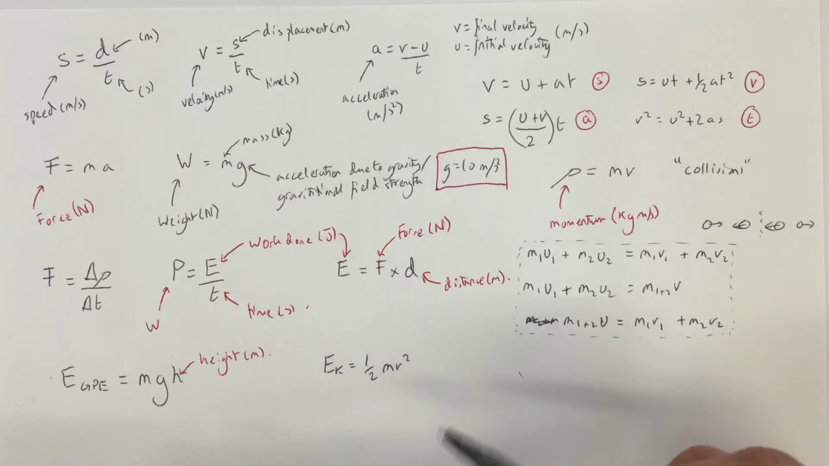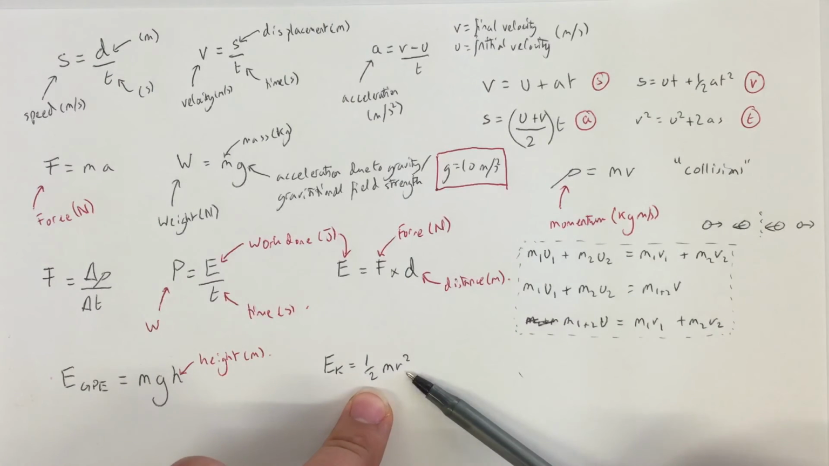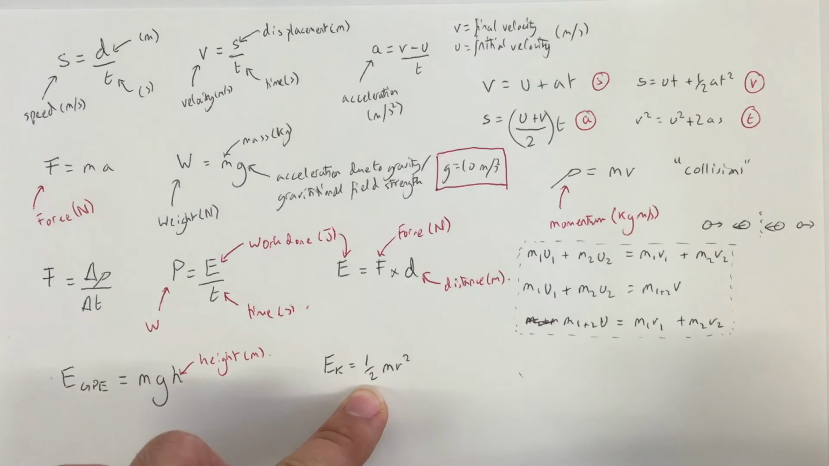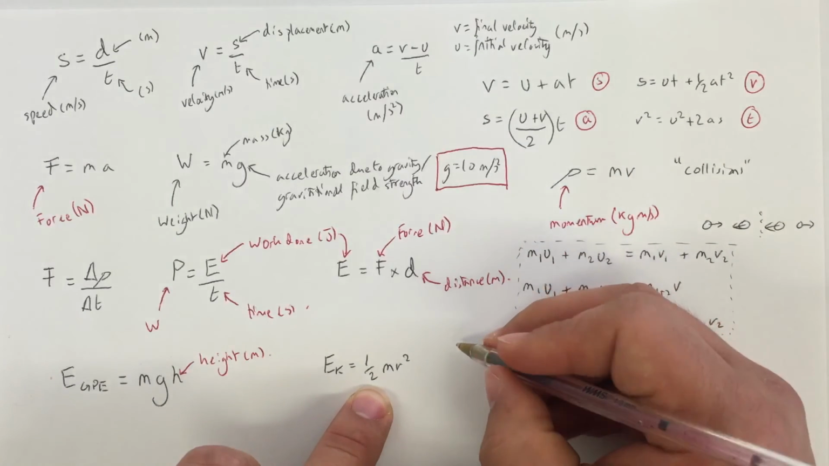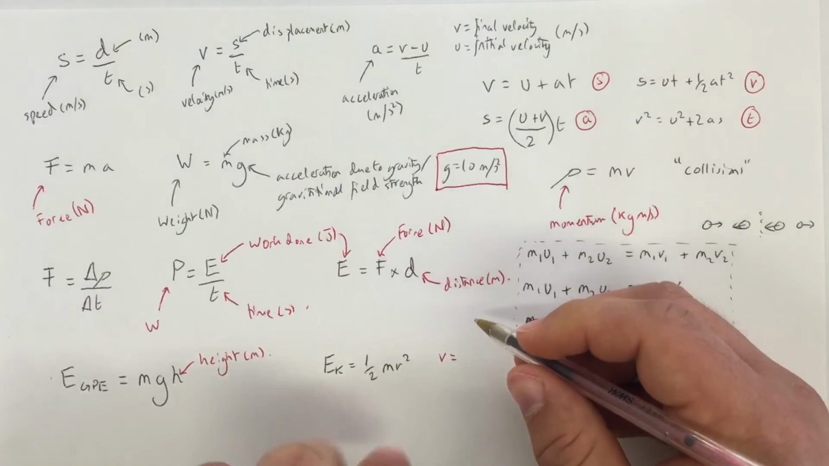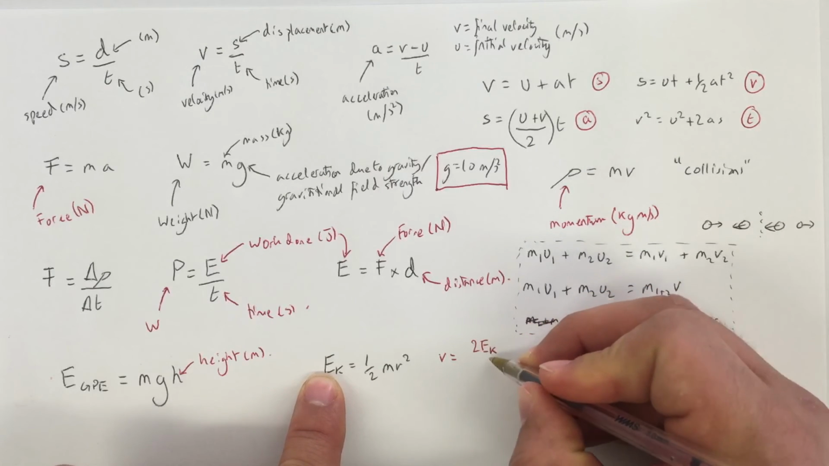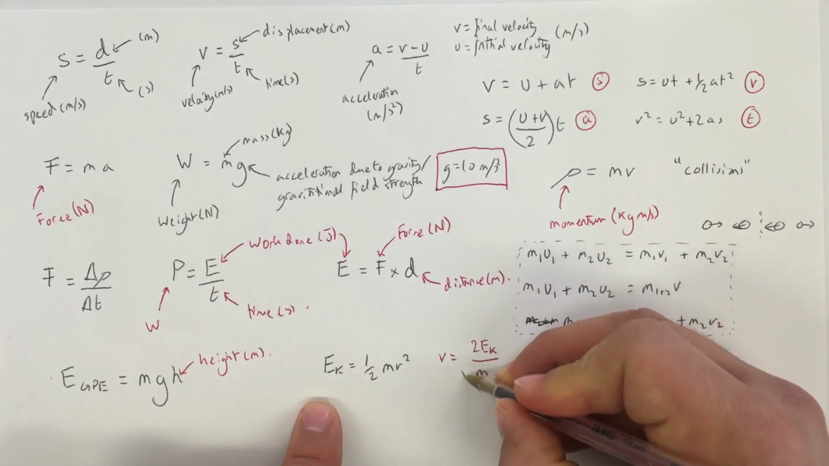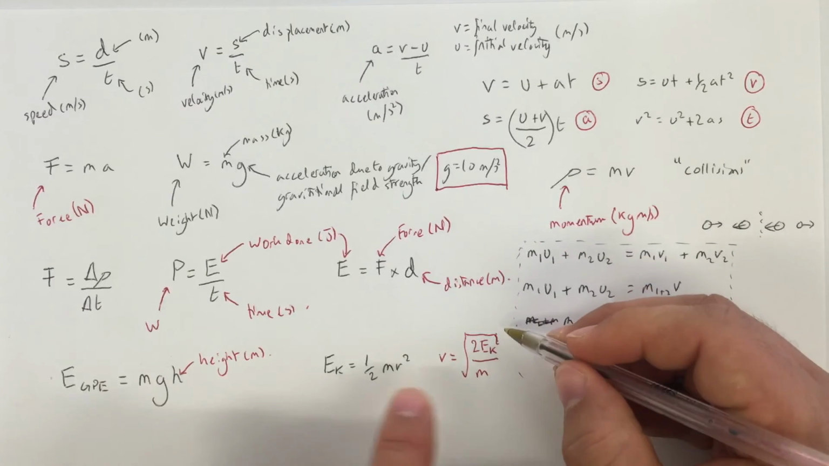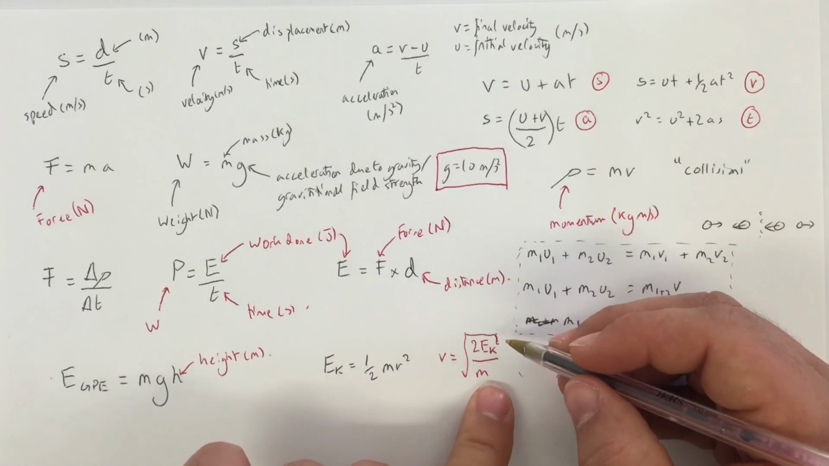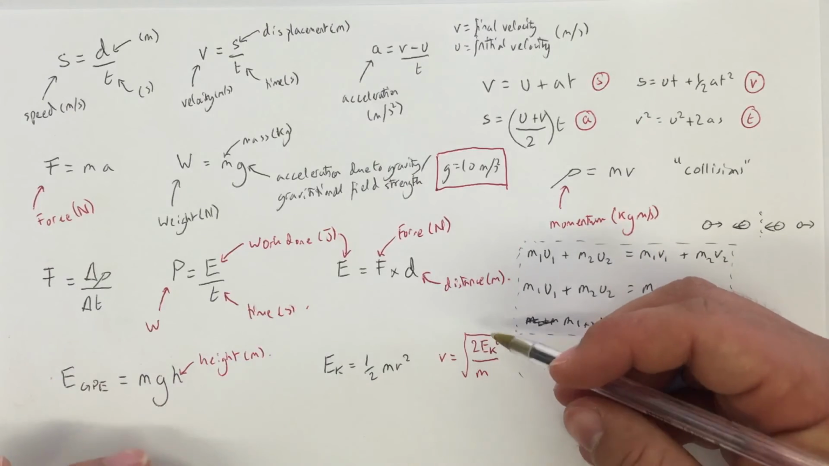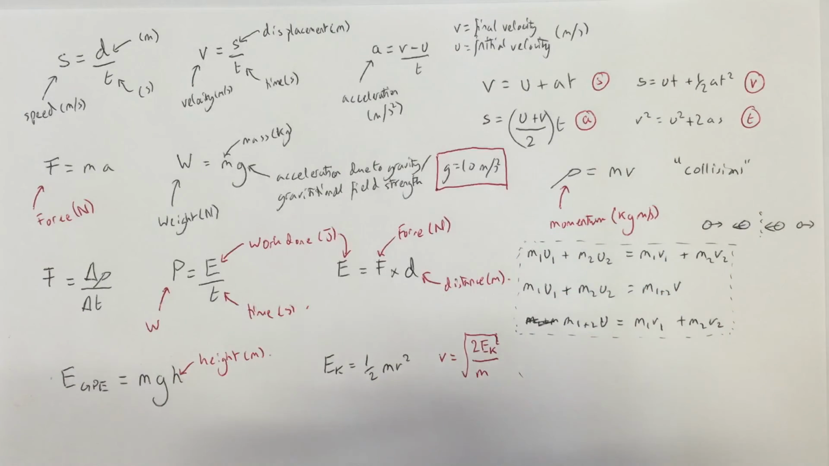It's useful to be able to practice rearranging this equation because it's one of the hardest equations to rearrange. So just to give you an example, if I wanted to know the velocity, I would have to do 2 times the kinetic energy, and then divide by the mass, and then square root it at the end, because obviously that's v squared. I've got to do the opposite. So there's just an example of rearranging that.